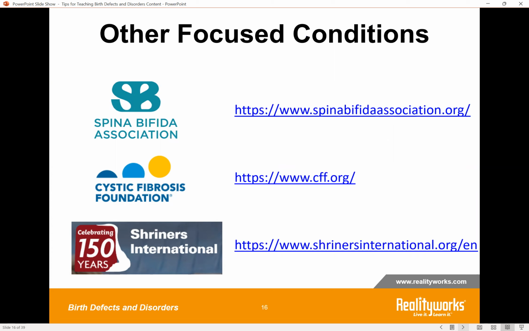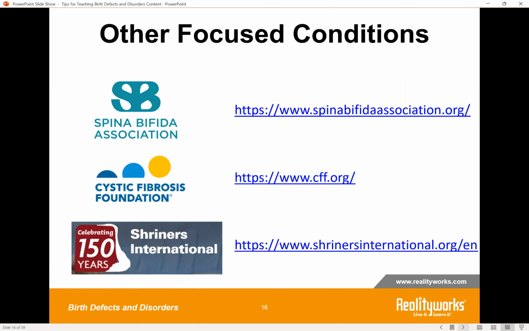Next is the Cystic Fibrosis Foundation, and their mission is to cure cystic fibrosis and to provide all people with CF the opportunity to live long, fulfilling lives by funding research and drug development, and then partnering with the community and advancing high-quality specialized care. So if you go out to their website, it's just loaded with information on the condition.